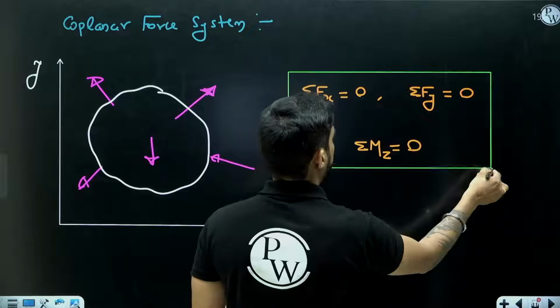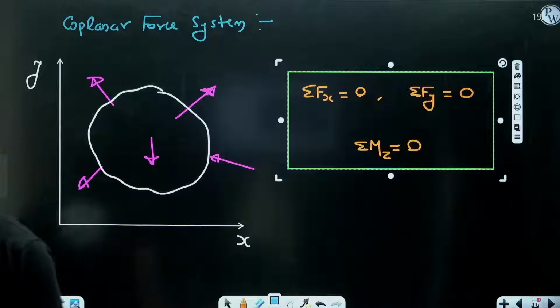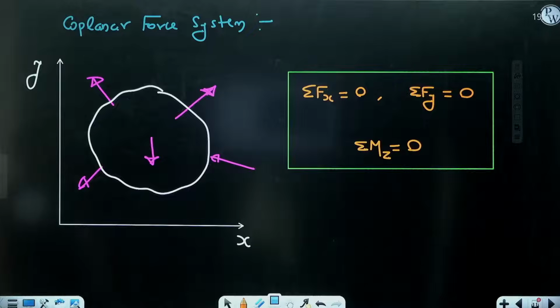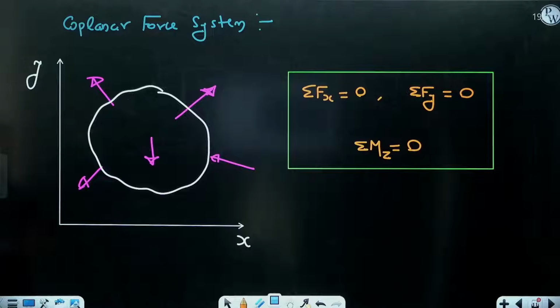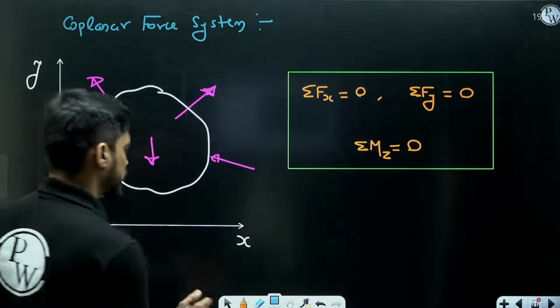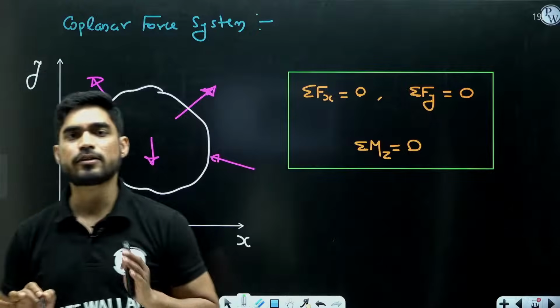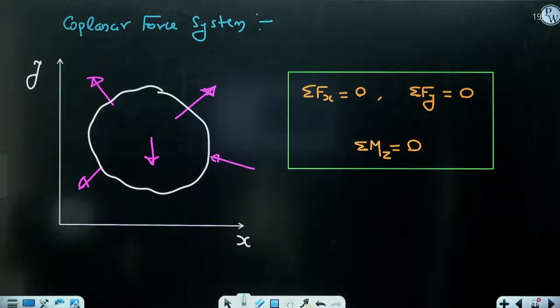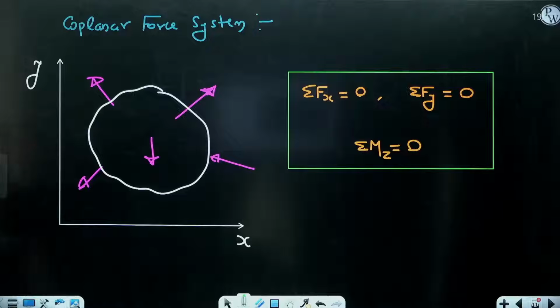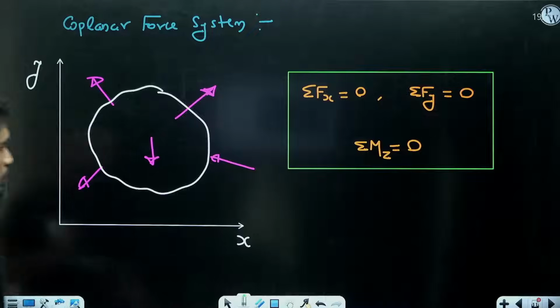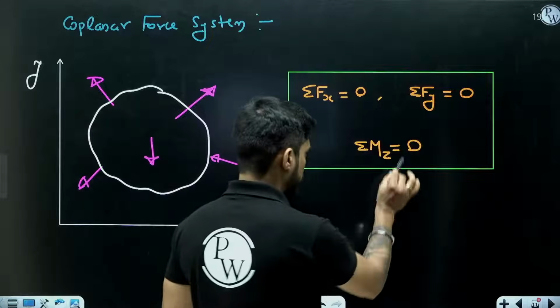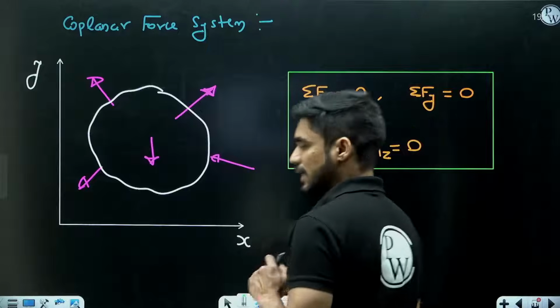So now how many equations do we have? We have 3 equilibrium equations for a coplanar force system. This is the only force system that we are going to deal with in our syllabus. We are not going to deal with a 3-dimensional force system, okay? So whenever we solve problems, we will only use these equations: summation of Fx equals 0, summation of Fy equals 0, and summation of Mz equals 0.